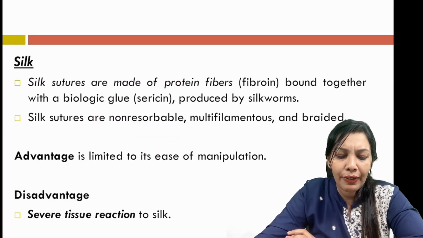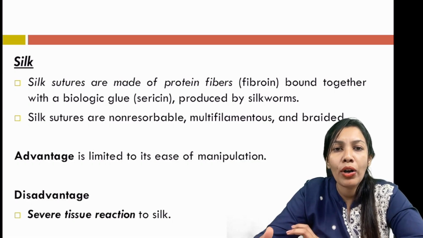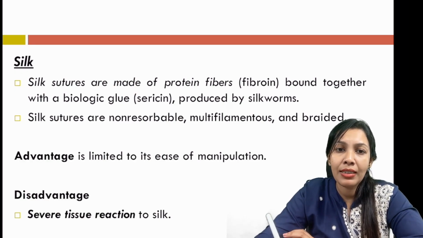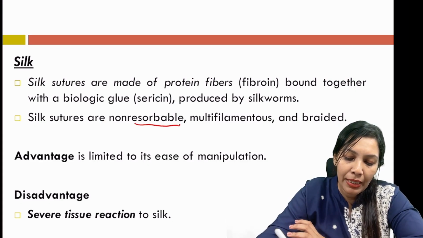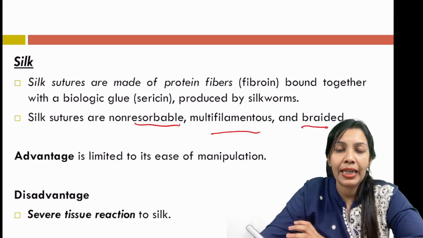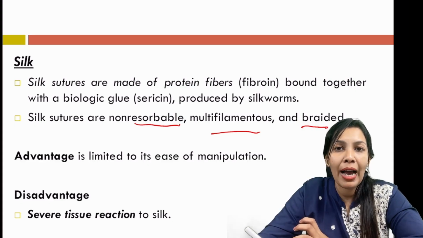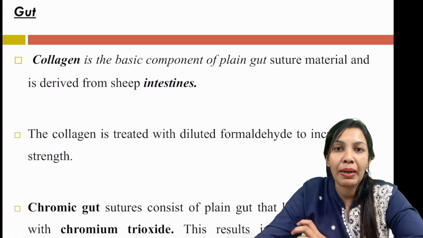The advantage of silk is that it is made up of protein fibers, which bond together with a biological glue produced by the silkworm. It is mainly non-resorbable, multifilament, and also braided. The advantage is limited to its ease of manipulation, and the disadvantage is severe tissue reaction to the silk. Sometimes an allergic reaction might take place.